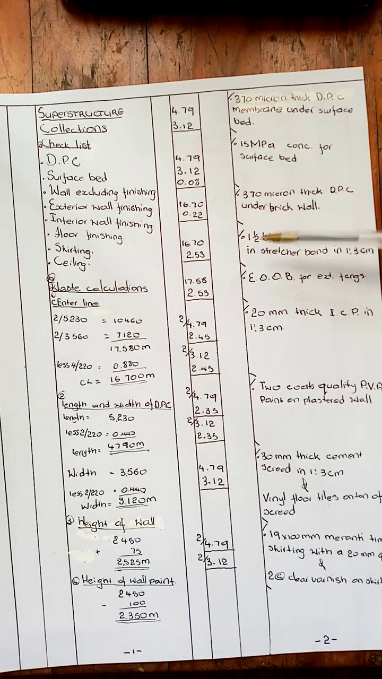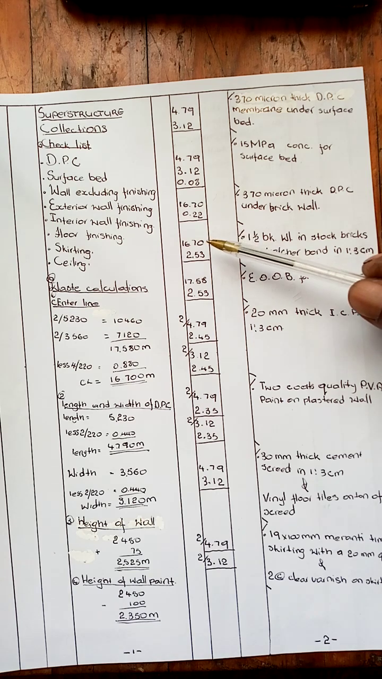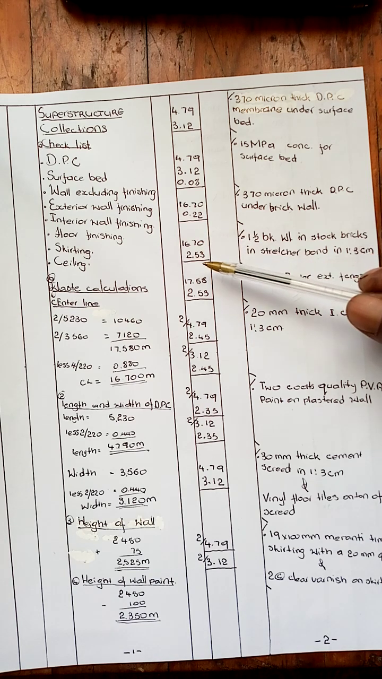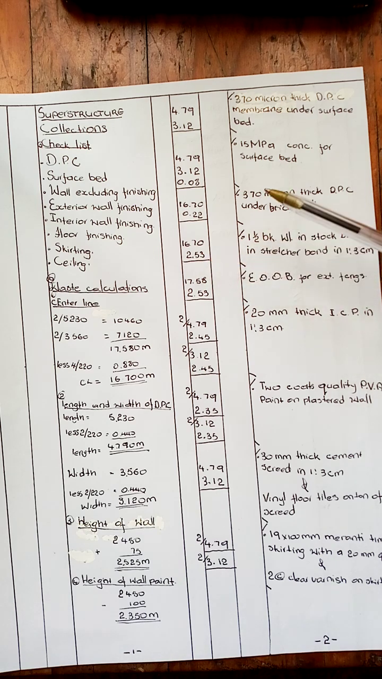Open another bracket. 370 micron thick DPC under the brick wall. Here is your center line, 16 meter 700 by 0.22. And close the bracket. Open another bracket and put the bullet. 1.5 brick wall in stock bricks in stretcher bond in 1:3 cement mortar. Your center line is 16 meter 700, and the height is 2 meter 530. And close the bracket. Open another bracket for the facings.